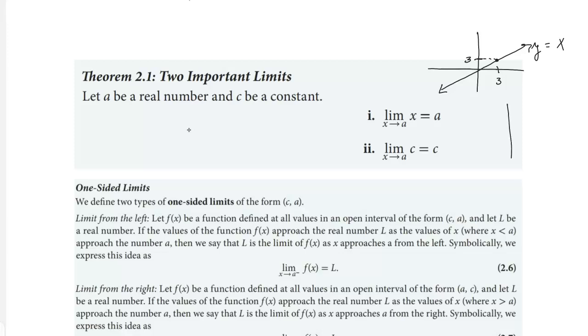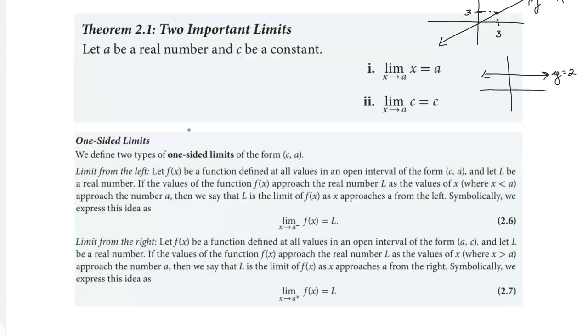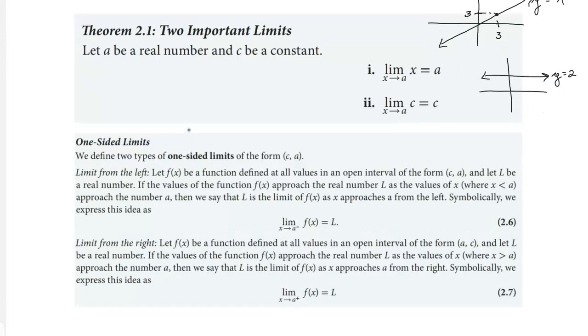If we're looking at a constant value, maybe like y equals 2, anywhere along that graph, that y value is going to be the same, so it would be whatever the c value is there. And that's going to help us analyze limits using an algebraic approach.